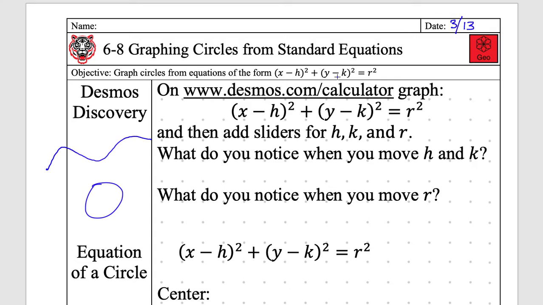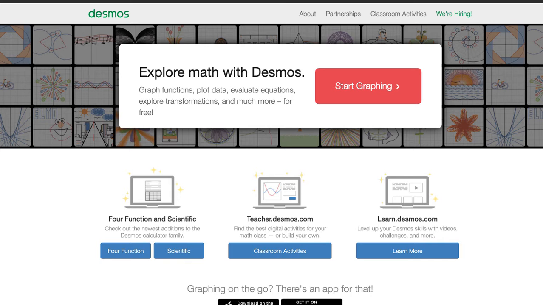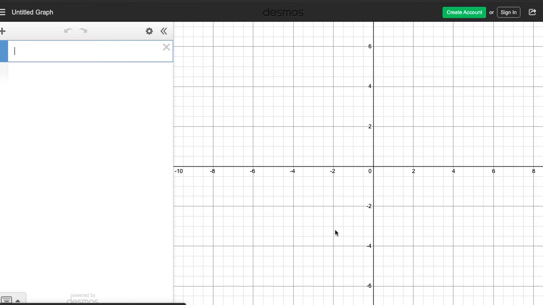So let's go ahead and start playing with this. Everyone, laptops open, follow along. I give it to you in the notes as well, what we're about to be doing. We're going to desmos.com/calculator. You should have a graphing calculator. We are not using the scientific calculator. You should be seeing something that looks like this.